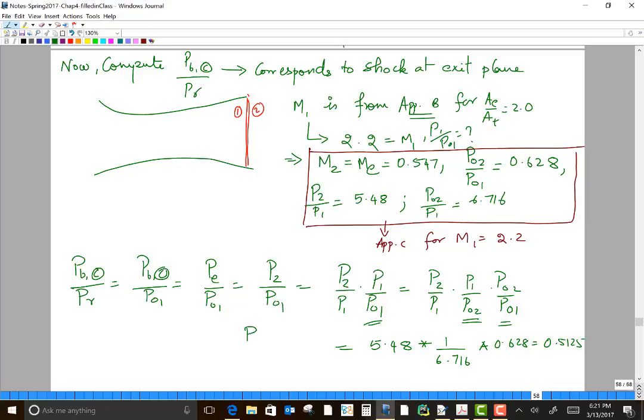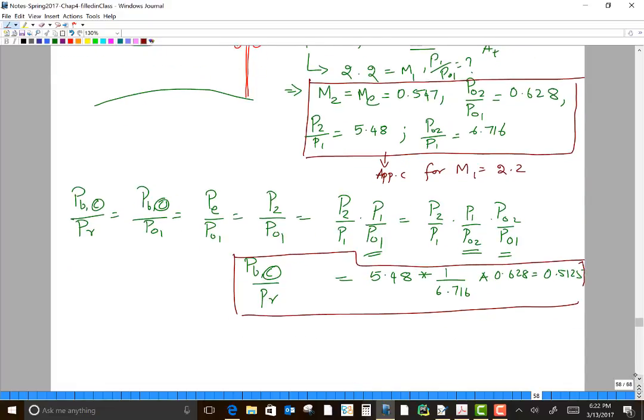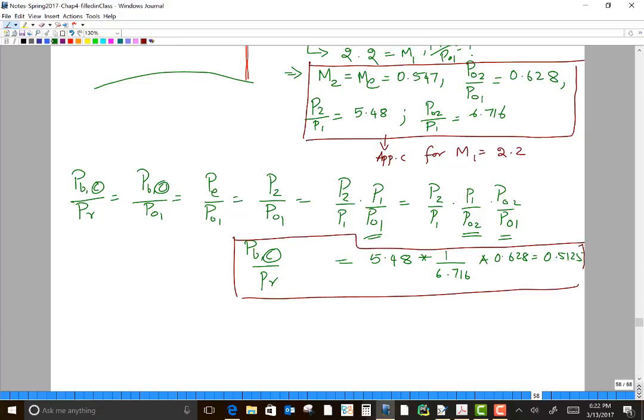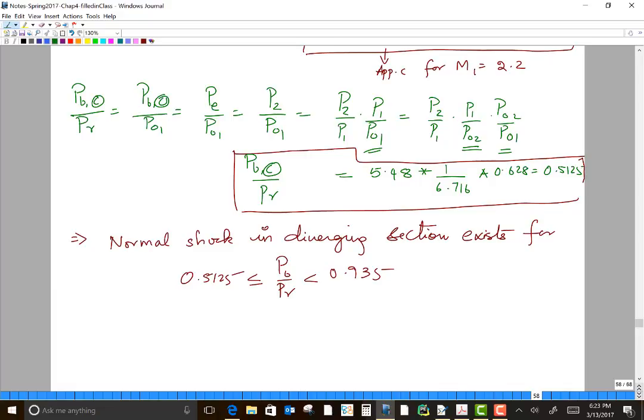Okay, so this is my PBC by PR. Now after all this, what is the use, right? So the given value, therefore, let me write it this way, which implies that a normal shock in the diverging section exists for PB by PR less than 0.935 and greater than or equal to 0.5125. Okay, this is for this given value of AE by AT. Now let's compute the rest.